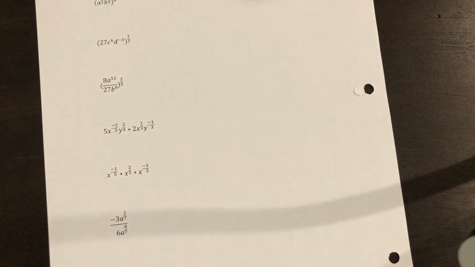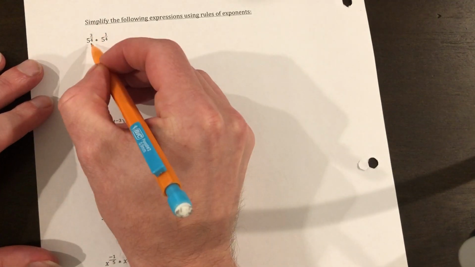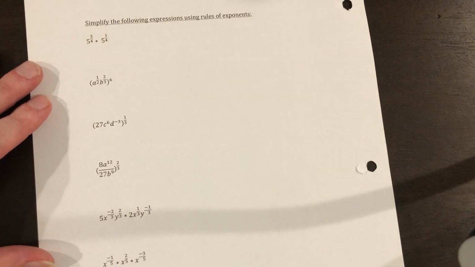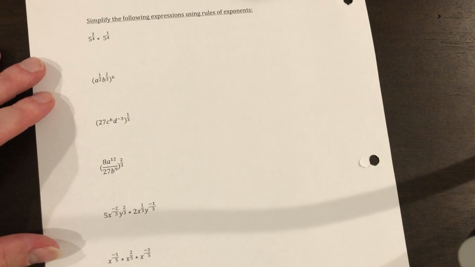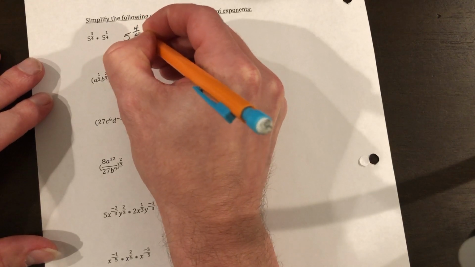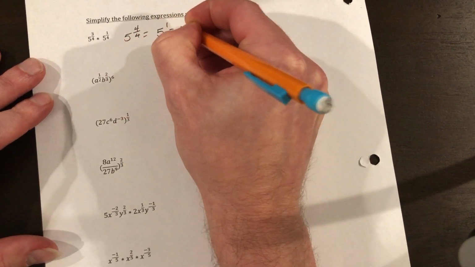Okay, now when we're doing exponents, when we multiply exponents, we add the exponents. When we divide, we subtract the exponents. If it's a power to a power, we're going to multiply. So we're looking at our first example. 5 to the 3/4 power times 5 to the 1/4 power. Now, in order to add and subtract exponents and do all that fancy stuff, it has to be the same base. So I'm going to add the exponents because I'm multiplying. So 5 to the 4/4 power, 4 over 4 is 1. So 5 to the 1 power is just 5.